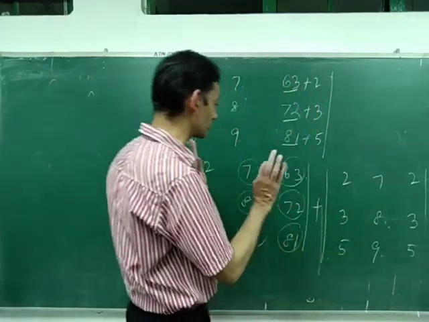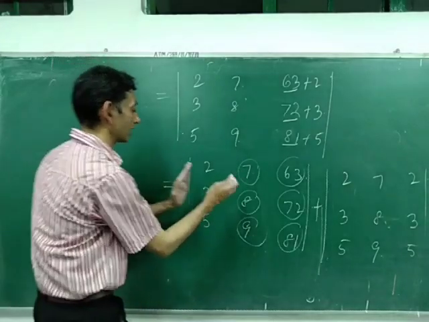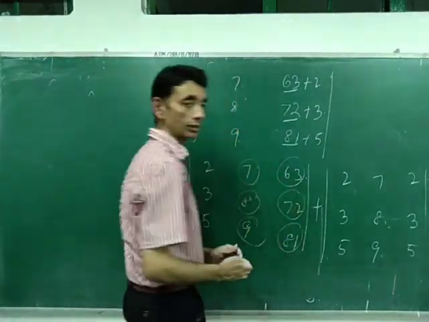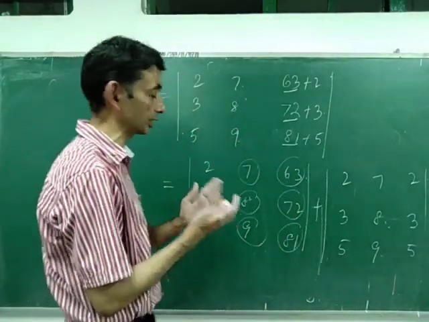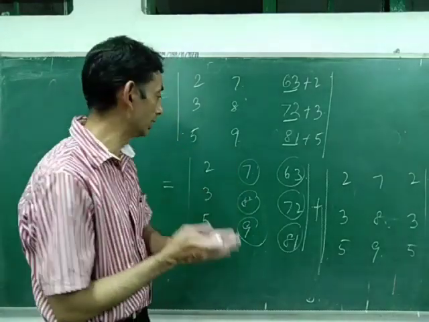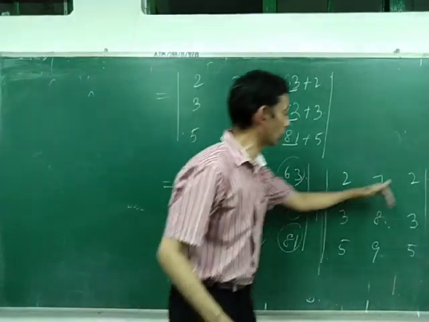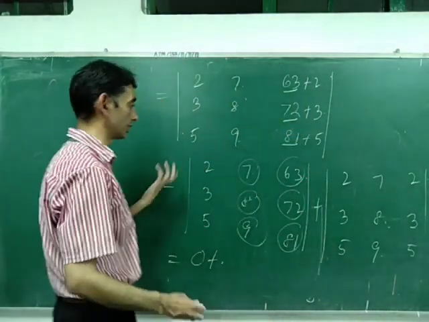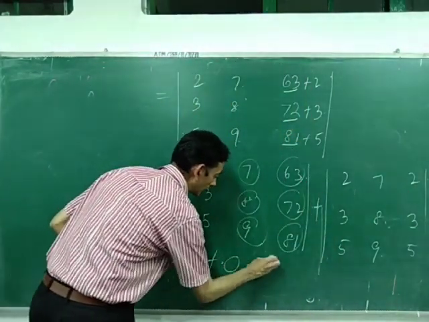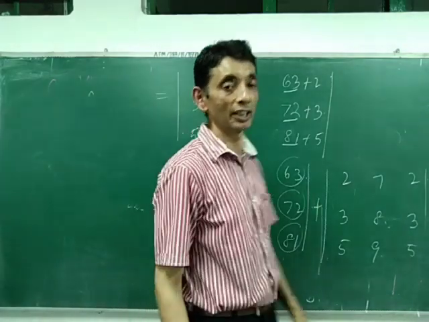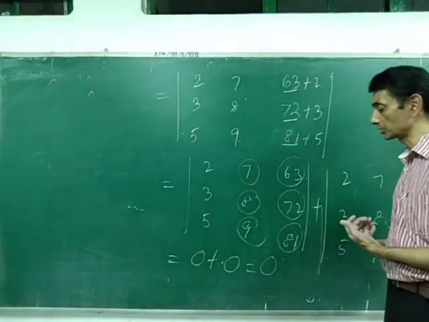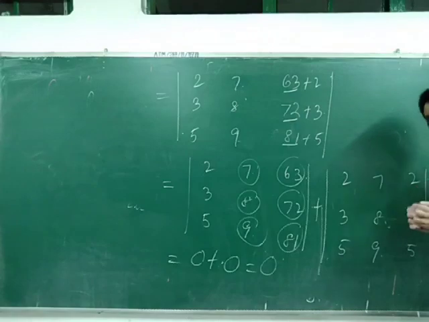So we are going to use two different properties there. If the corresponding terms of two columns are proportional, then the value of the determinant is 0. And if two columns are identical, then also the value of the determinant is equal to 0. Therefore, delta is equal to 0. Have you seen that? We have proved this using only simple properties.